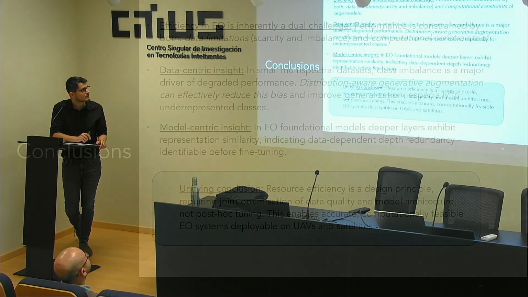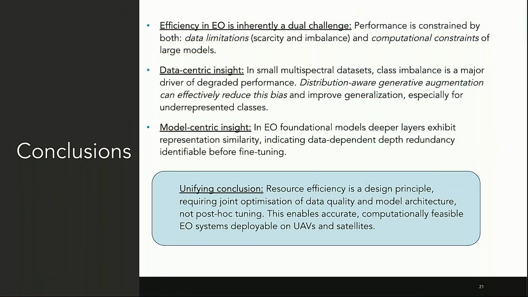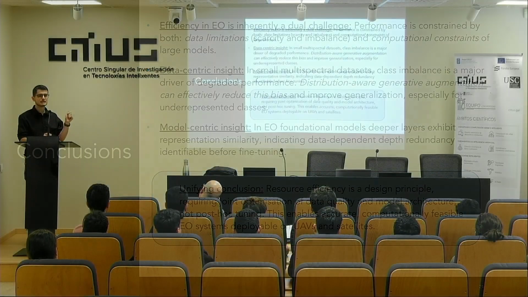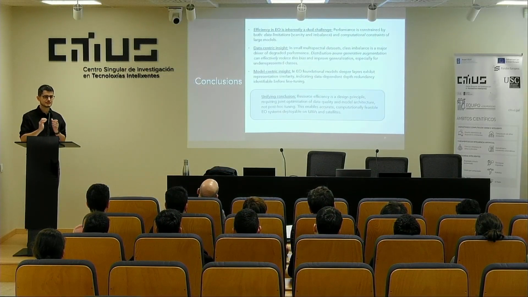Then, to conclude, for us, efficiency in remote sensing is a dual challenge. In these cases, we have two extremes of a real line, in which we have very scarce data or a very high amount of data and foundational models. But some of the real applications that we have in a satellite to detect disasters or other situations, the reality is in a middle point of these two scenarios.